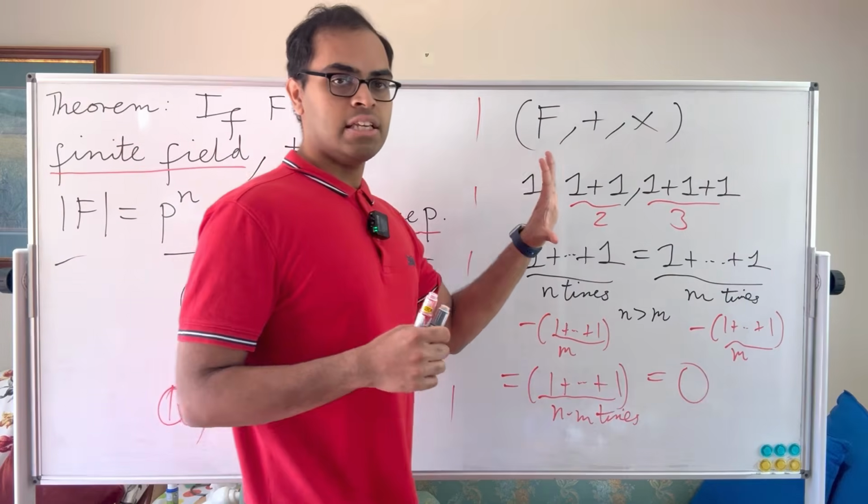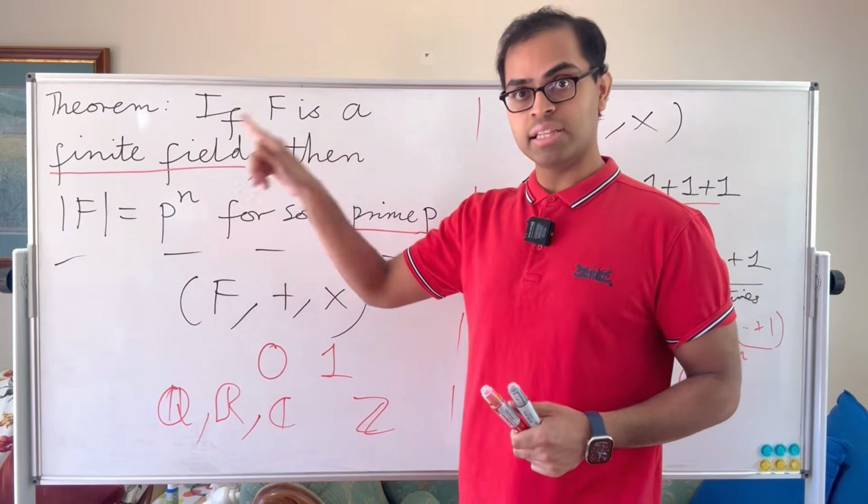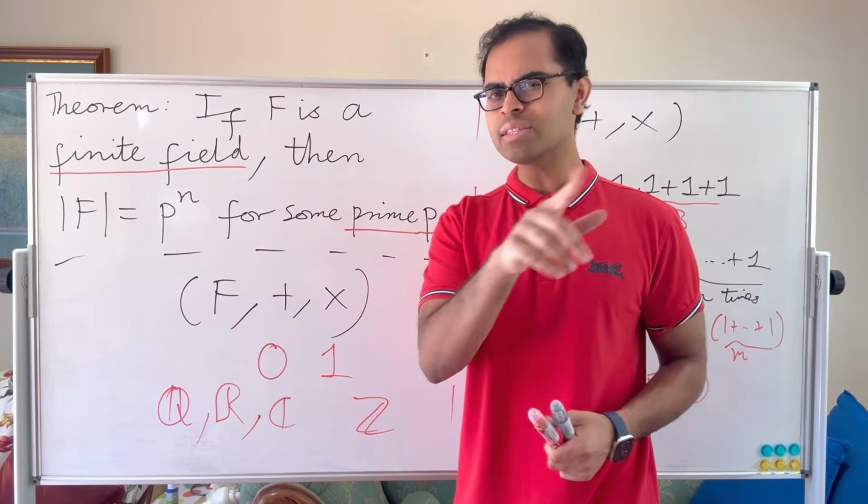We're going to now study this. We're going to use this. It's going to be a crucial property to get the prime power order for the field. The number of elements in the field is a prime power order. So where does the prime come in?